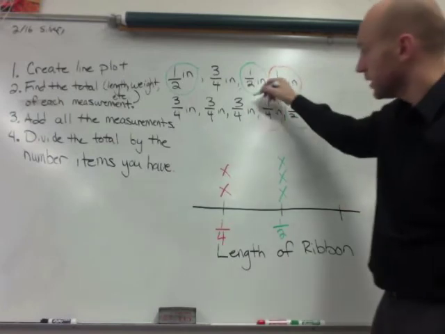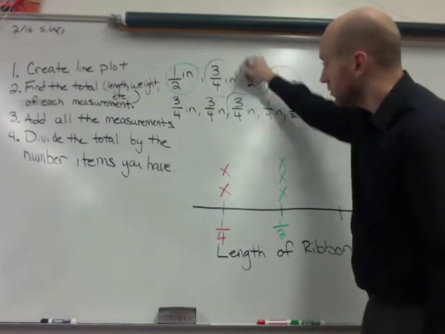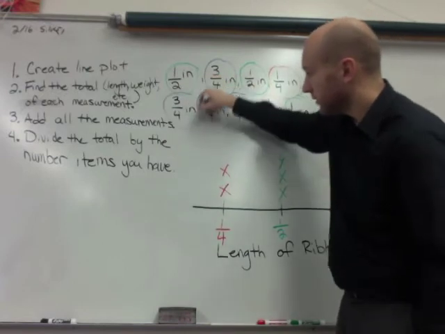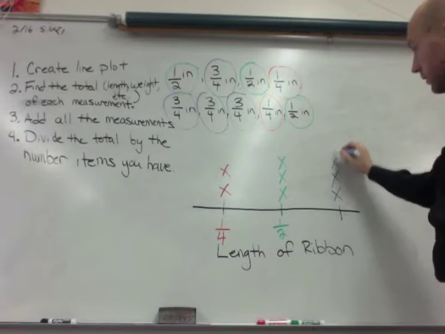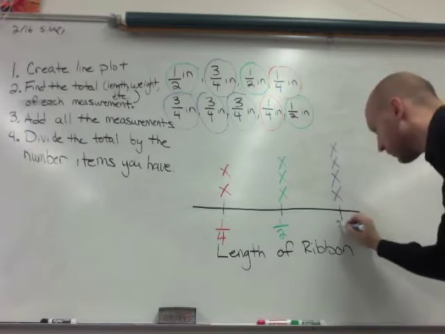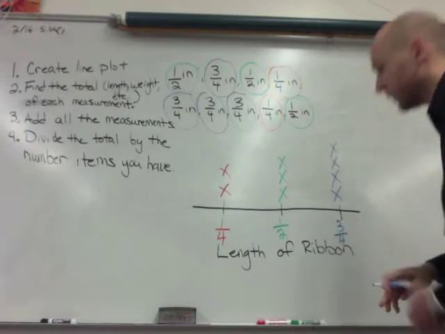Now the next step is we're going to find our next measurement. The last one we have left is 3/4. So I have 1, 2, 3, and 4. So 1, 2, 3, 4. I'm going to put 3/4.